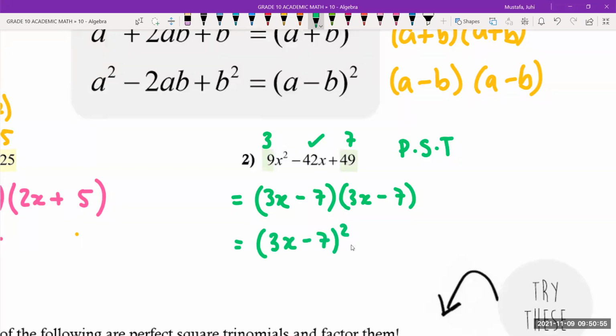Now, if the patterns scare you and you're like, I don't really get what's happening, no big deal. Just factor it the complex trinomial way, and you'll still get exactly the same answer.